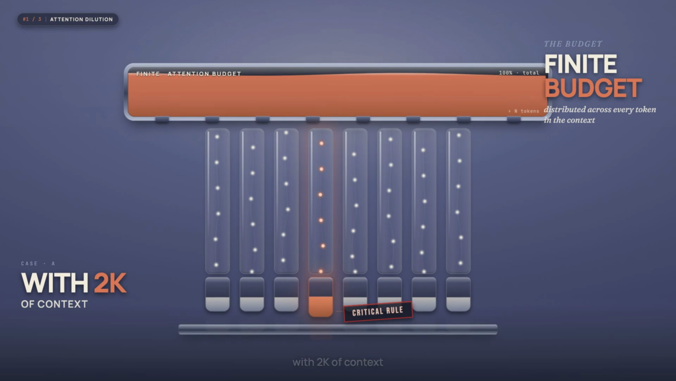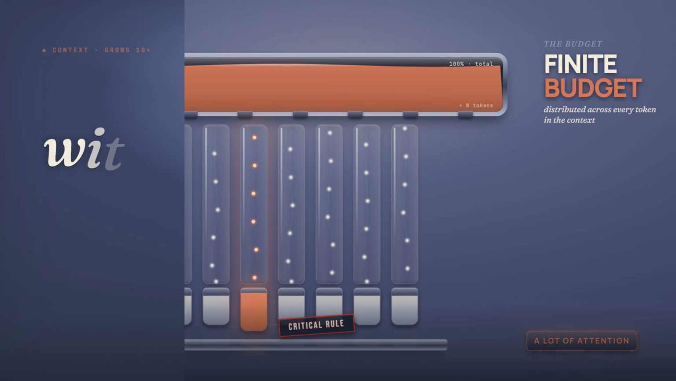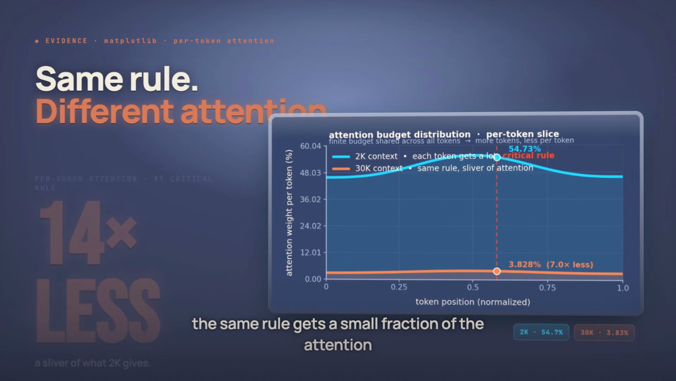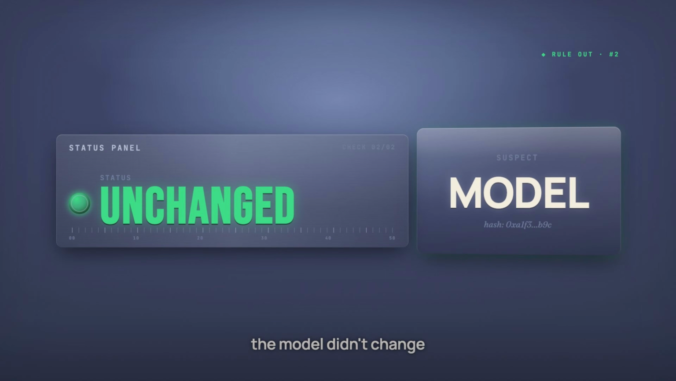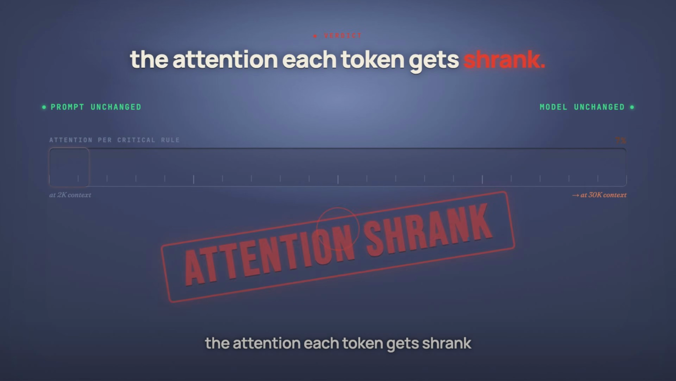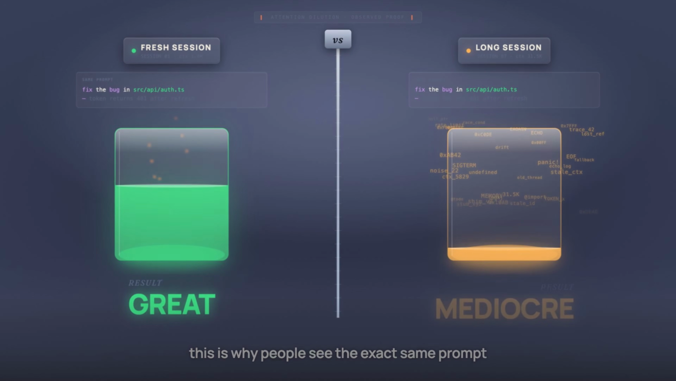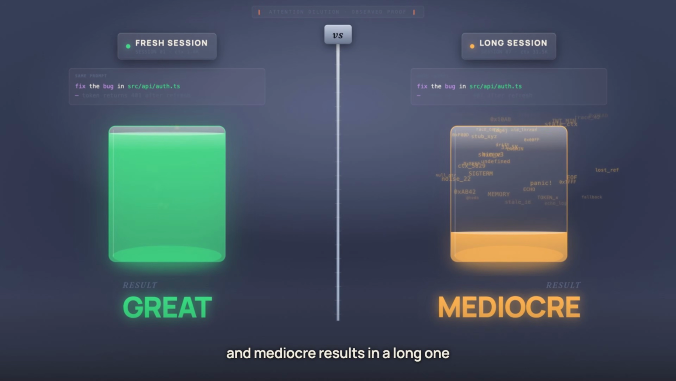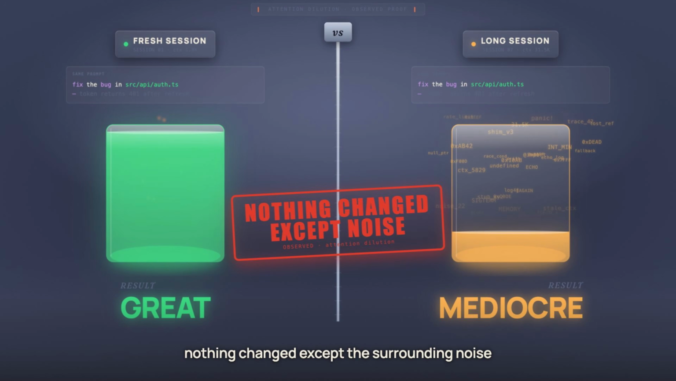With 2K of context, every token in your critical rule gets a lot of attention. With 30,000 of context, the same rule gets a small fraction of the attention. The rule didn't change. The model didn't change. The attention each token gets shrank. This is why people see the exact same prompt produce great results in a fresh session and mediocre results in a long one. Nothing changed except the surrounding noise.